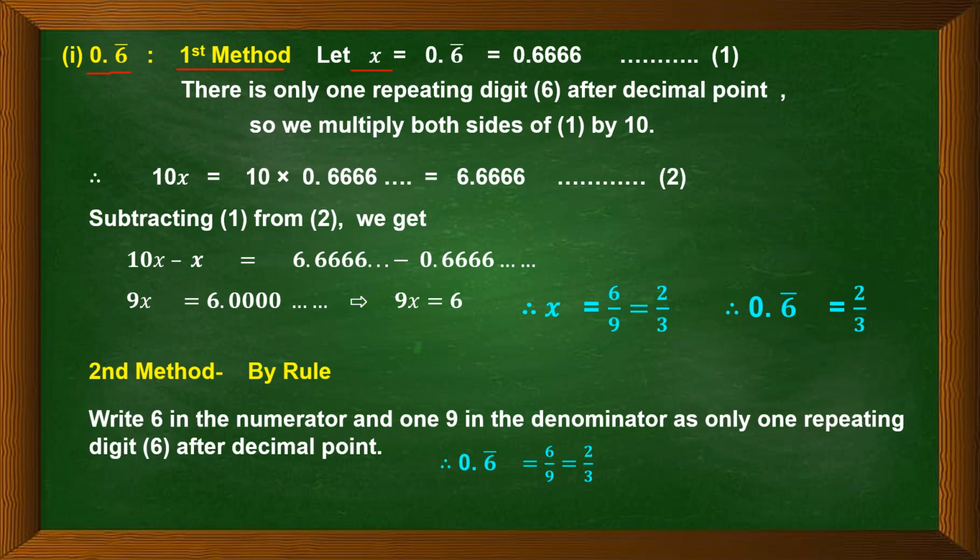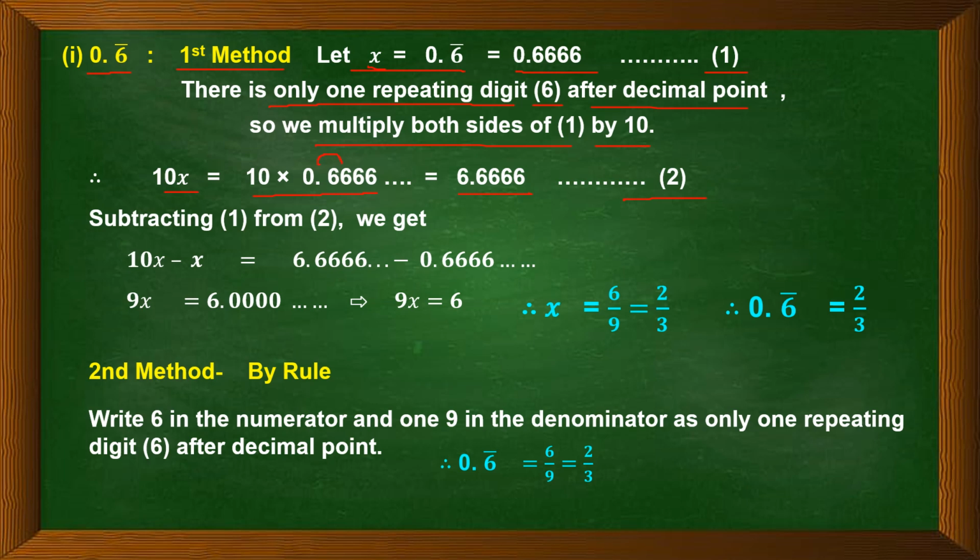So let us assume X is equal to 0.6 bar, which is equal to 0.6666, and so on. This is the first equation. Now since there is only one repeating digit, that is 6 after the decimal point, we shall multiply both the sides of equation 1, that is X is equal to 0.6666, by 10. So 10 into X is 10X and 10 into 0.6666 is nothing but 6.6666. Basically we have shifted one decimal place towards the right side. Now this is our equation 2.